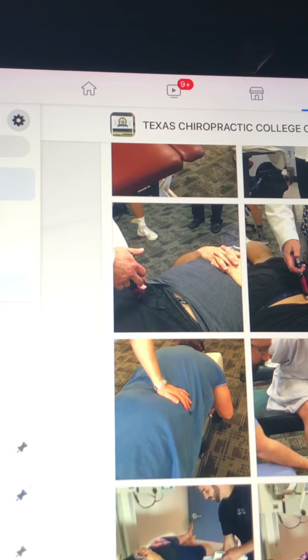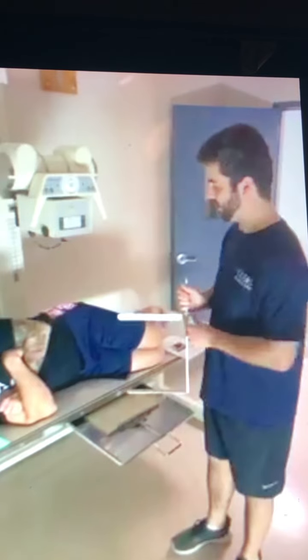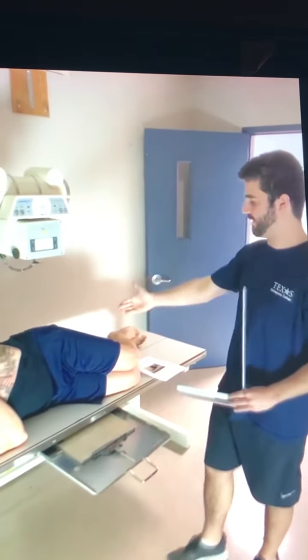Now we're going to do the lateral sacrum view. Perform lateral sacrum view. Could be the lateral sacrum to the right or the left. Alright, so this is lateral sacrum view. I have him on his side.